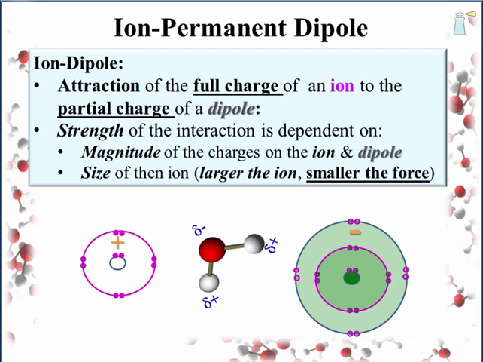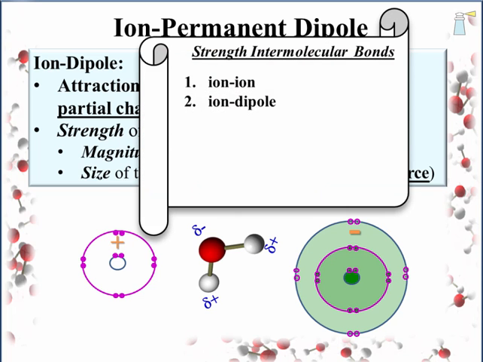Both of these factors were used to describe the strength of an ion-ion intermolecular bond. Since one of the components in this type of intermolecular bond is an ion, it stands to reason that the same set of factors are still relevant. The ion-permanent dipole intermolecular bond will rank second on our list because of the strength of the charge on the components. A second consideration with this type of intermolecular bond has to do with the dipole having both partial positive and partial negative charges.